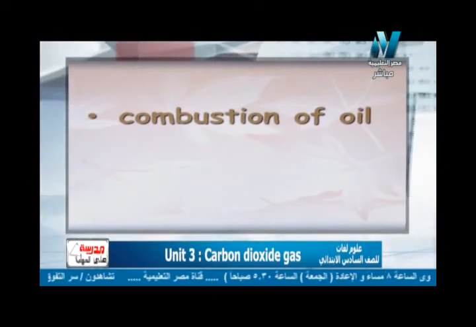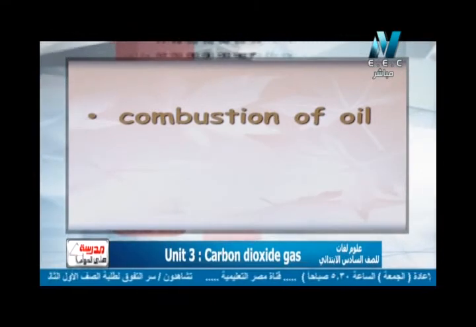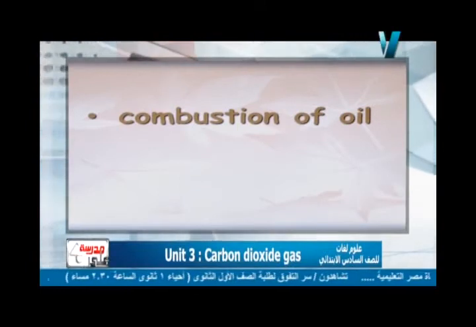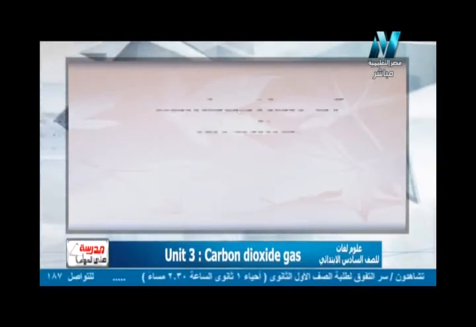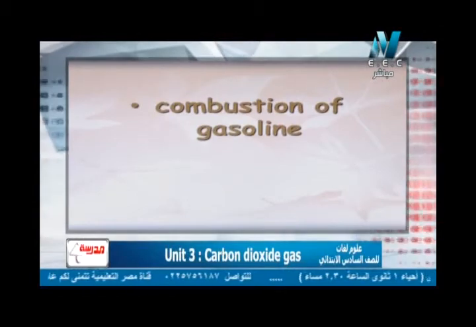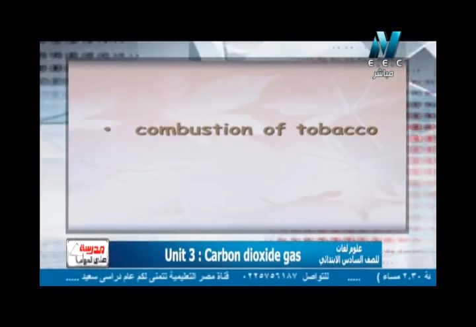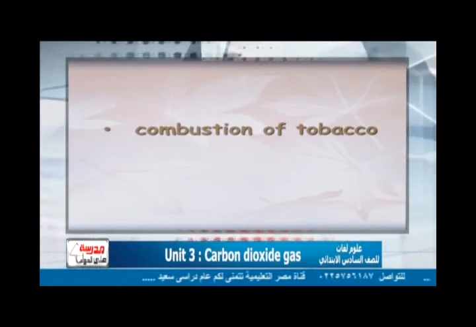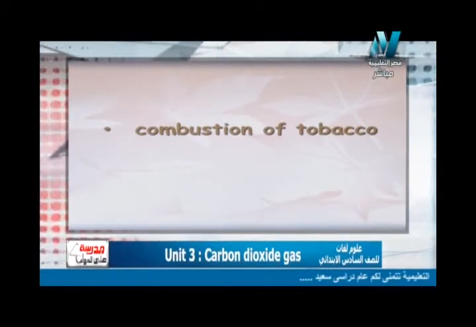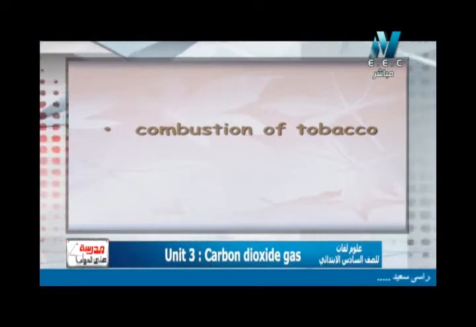زيت بأنواع بقى كلها. اوكي يعني زيت بترول، زيت حتى زيت الطعام نفسه if it is burned لو اتحرق it will produce carbon dioxide gas. Another source: combustion of gasoline. Gasoline هنا معناها البنزين. Another source: combustion of tobacco. Tobacco means نبات بنسميه نبات التبغ. هو نبات جميل جدا لكن للاسف الشديد ليه استخدام سيء جدا which is used in cigarettes في السجاير.